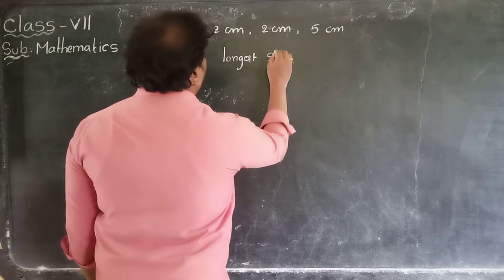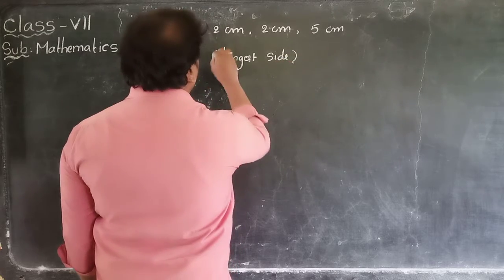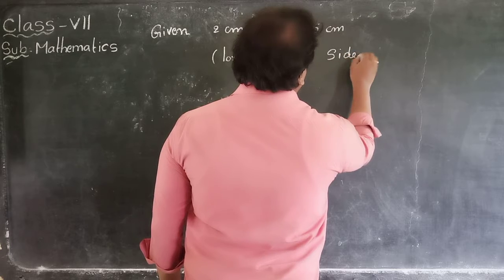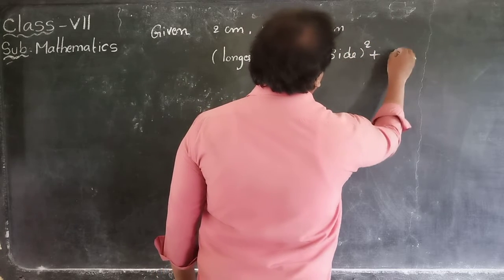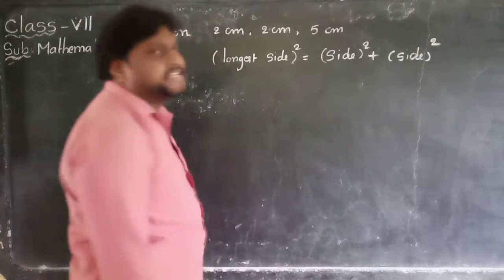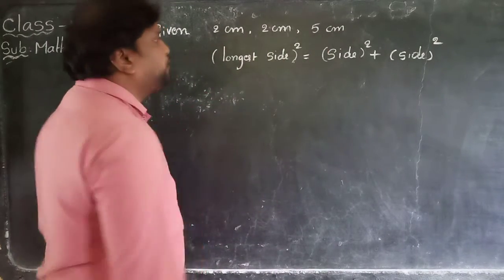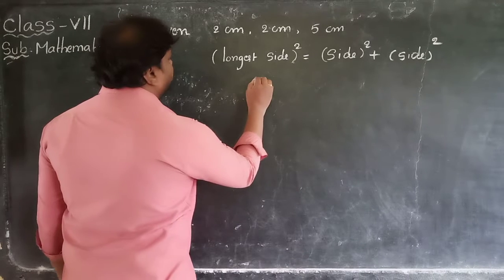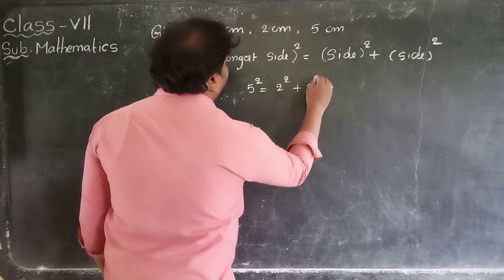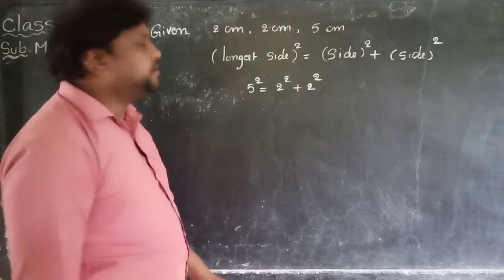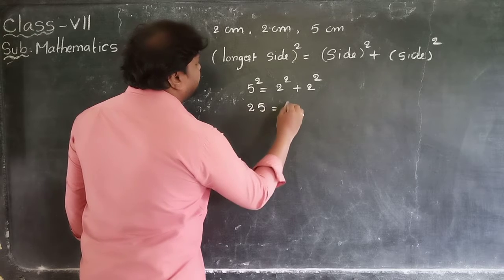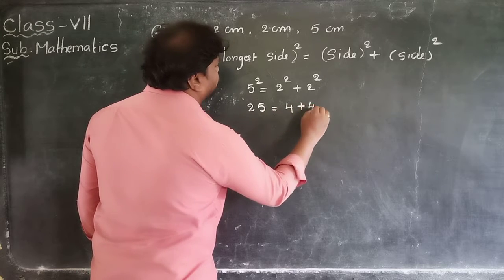The square of the longest side is equal to side square plus side square. Which is the longest side out of these? 5 centimeter. Means 5 square is equal to 2 square plus 2 square. What is the value of 5 square? It is 25. 2 square means 2 2s are 4, plus 2 2s are 4.